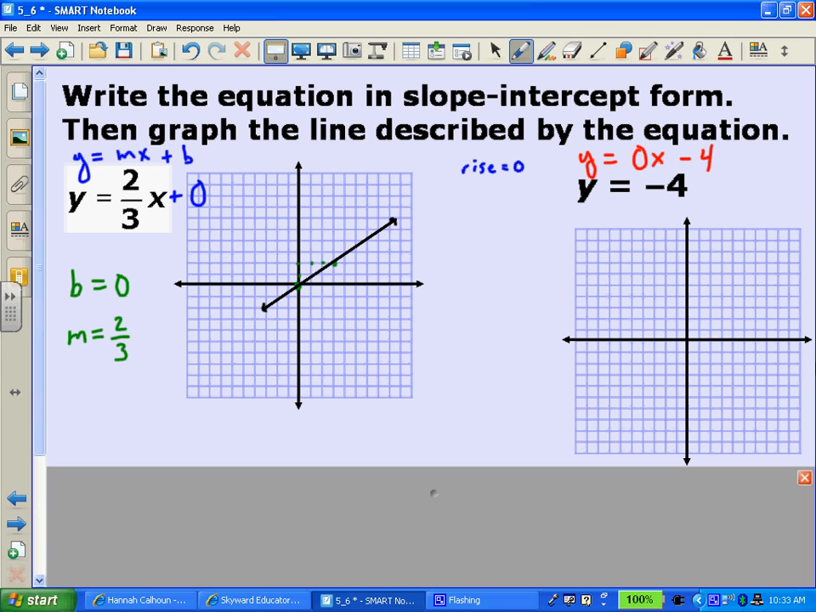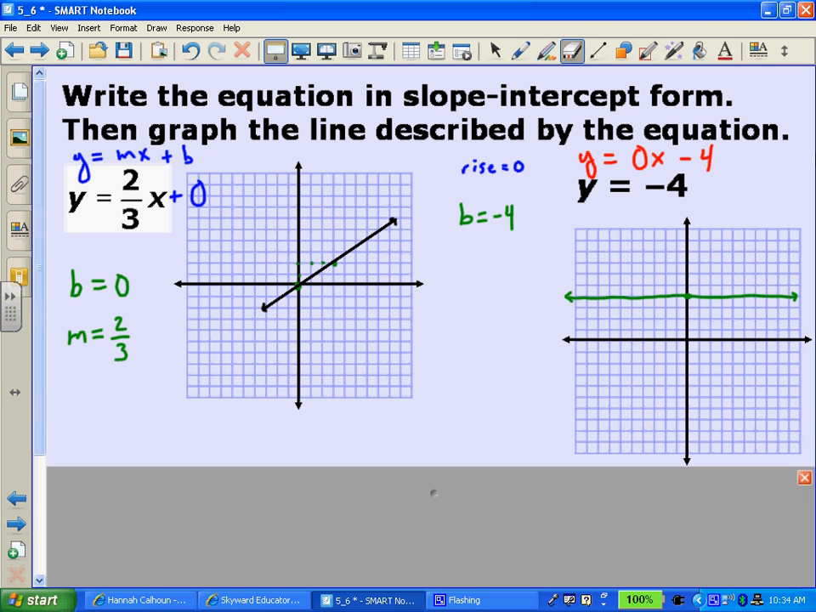Okay? So when I have y equals -4, it means b is -4. That's where I'm going to start. And my line never goes up at all, which means that it just goes straight across. So when you see something like this, where it has a slope of 0, that clues you in right away that you're going to have a horizontal line at that number.